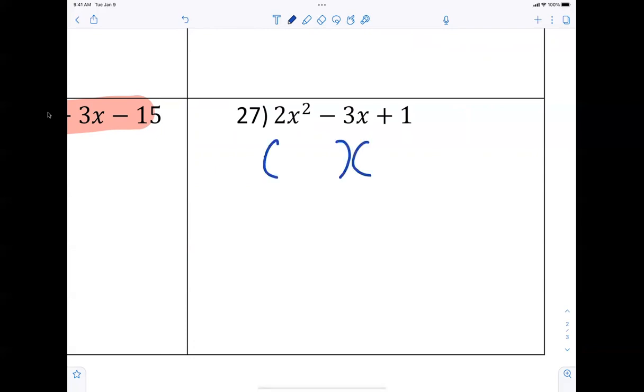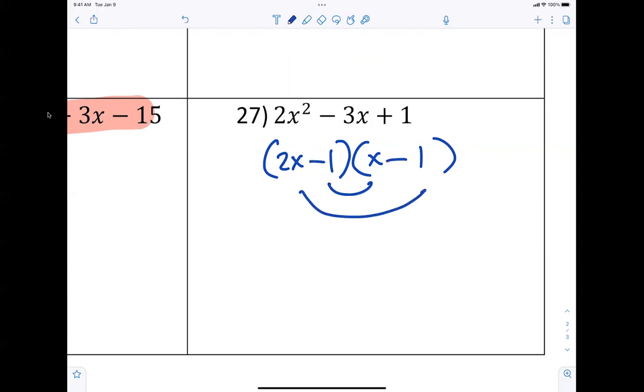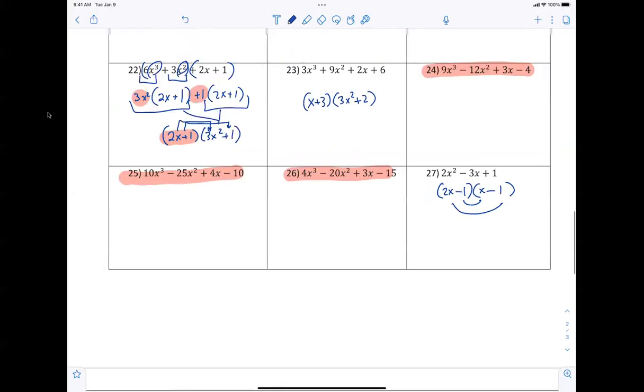2 sets of parentheses. What times what's 2x squared? 2x and x. Factors of 1: 1 and 1. Both what? Smiley face, smiley face. So they're both negative.